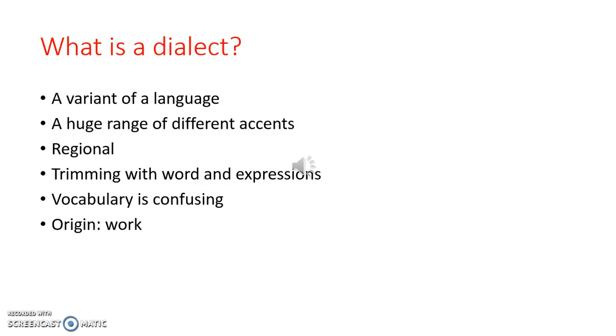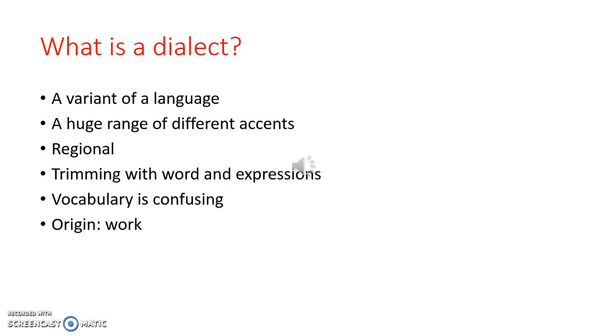What is a dialect? A dialect is a variant of a language. It has a huge range of different accents, so if we refer to West Flanders in Belgium, West Flanders is the dialect. And Newport is a different accent, so a different variant of that dialect. So the accent in Newport differs from the one, for instance, in Bruges. So they pronounce some words differently.